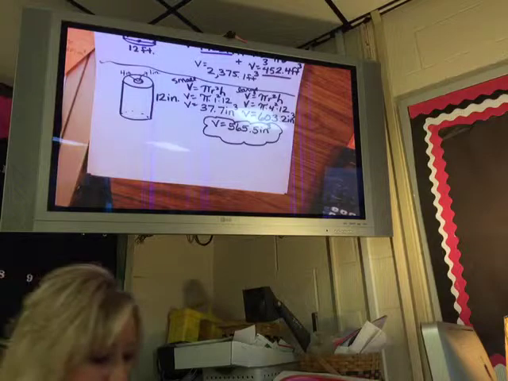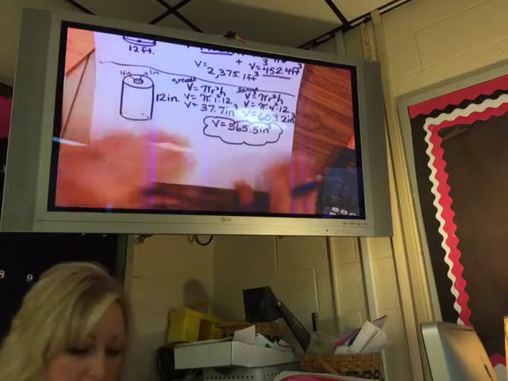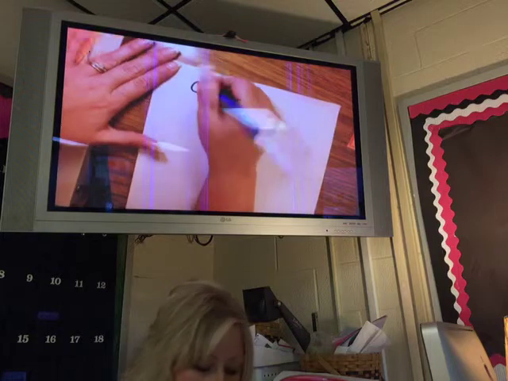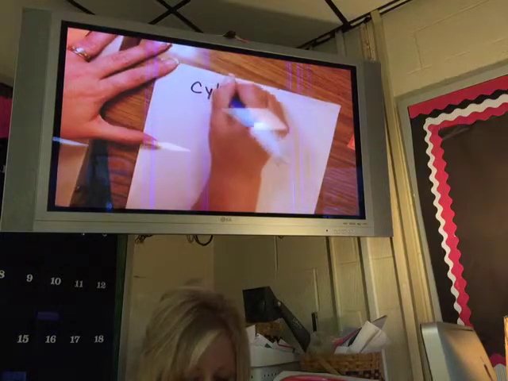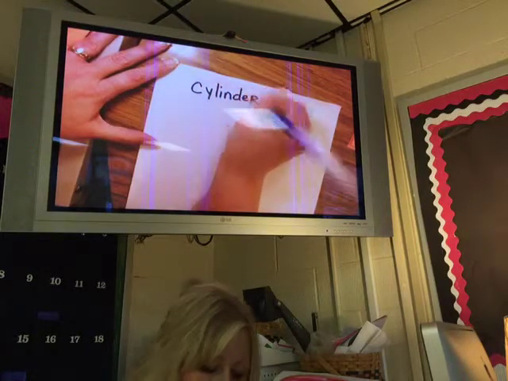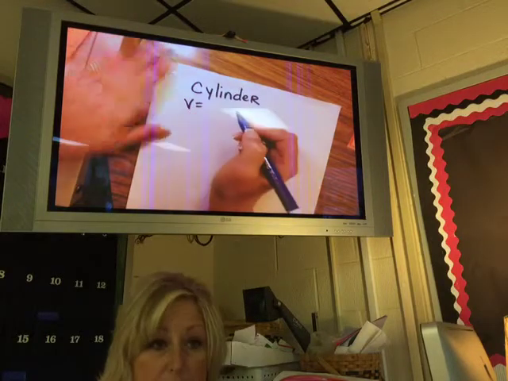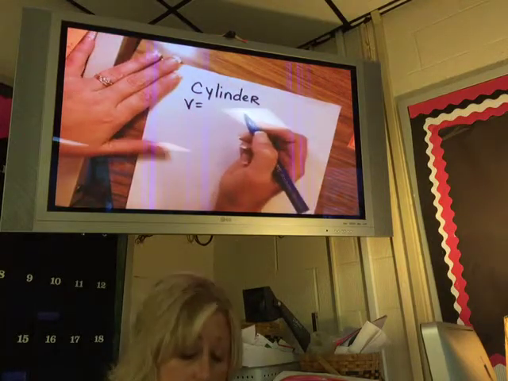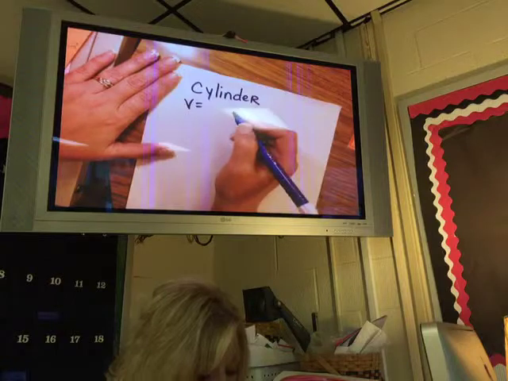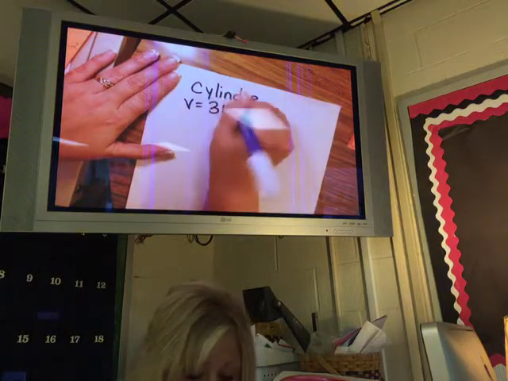Volume. Okay, now what if they don't give you this? And you should still have room on your foldable. I'm going to write here. What if they just give you some other information? First of all, they'll tell you it's a cylinder, so write this down. It is a cylinder. It has a volume. You can write it on regular paper if you don't have room. The volume of that cylinder is 314 cubic inches.